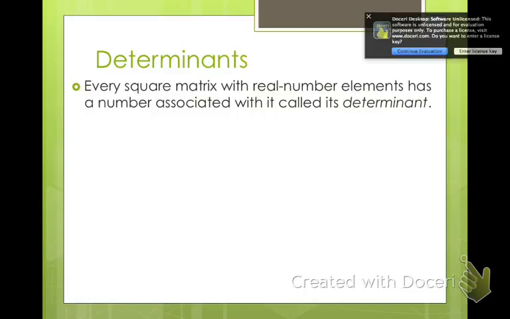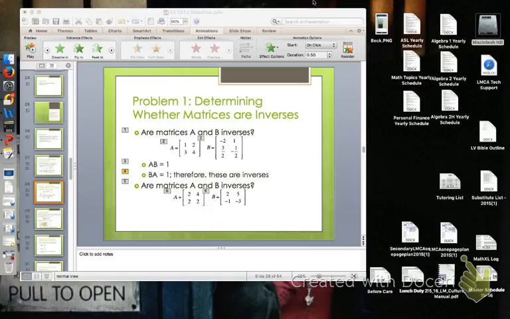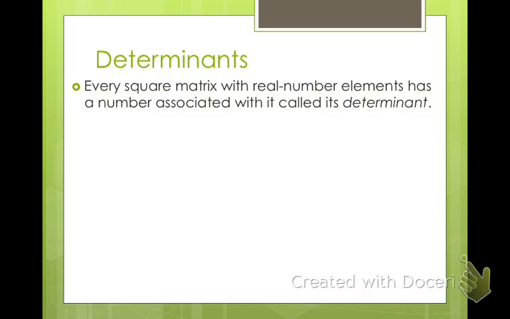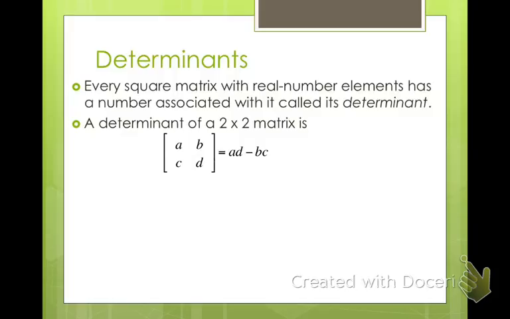Alright, determinants. Every square matrix with real number elements has a number associated with it called its determinant. So to find the determinant of a 2 by 2 matrix, you use A, B, C, D, and then you just draw lines from A to D, you multiply those, and then you subtract B times C along the other way. For a 3 by 3 matrix, it's a little more complicated.